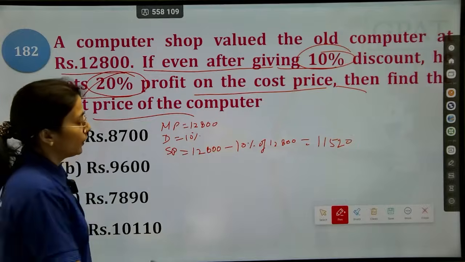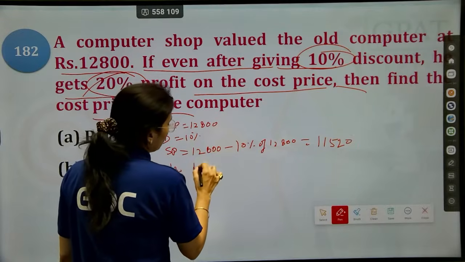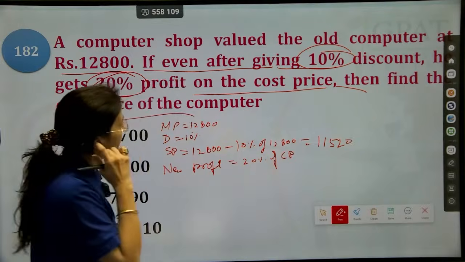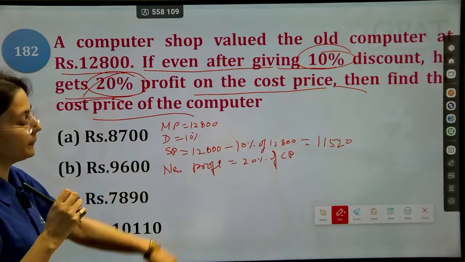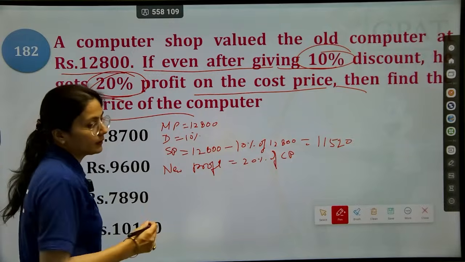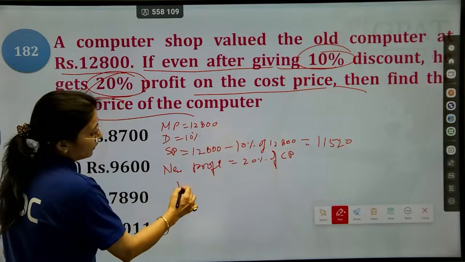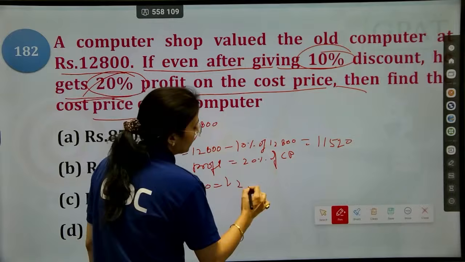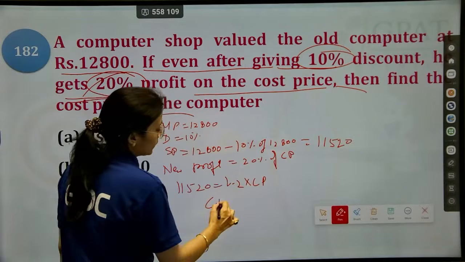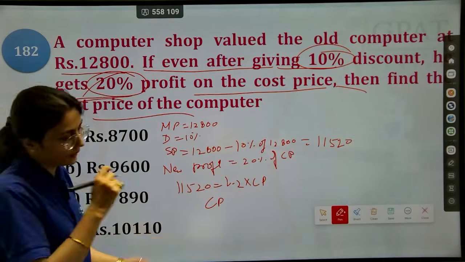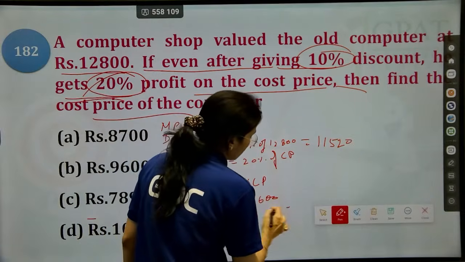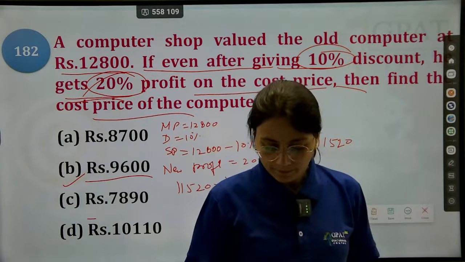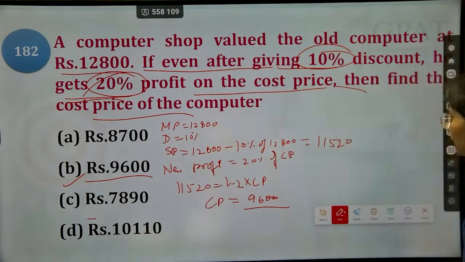Okay, now how much is the new profit? That is 20% of CP according to the question. So 11520 equals 1.2 multiplied by CP. When you solve this, you divide and you will get 9600. So the cost price is 9600. That is option B, which is correct.